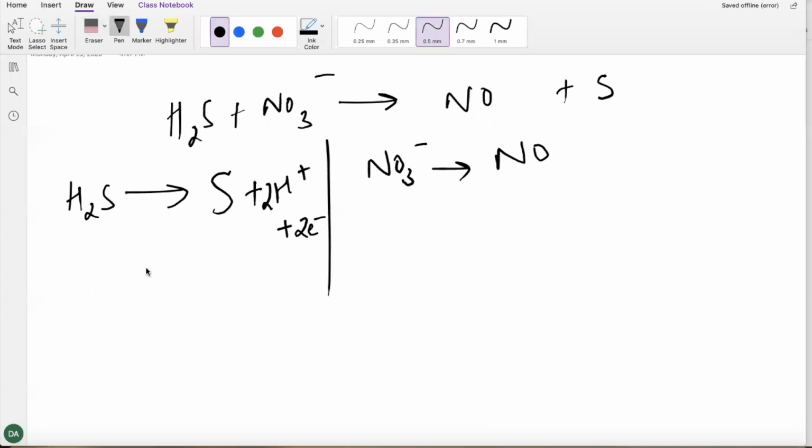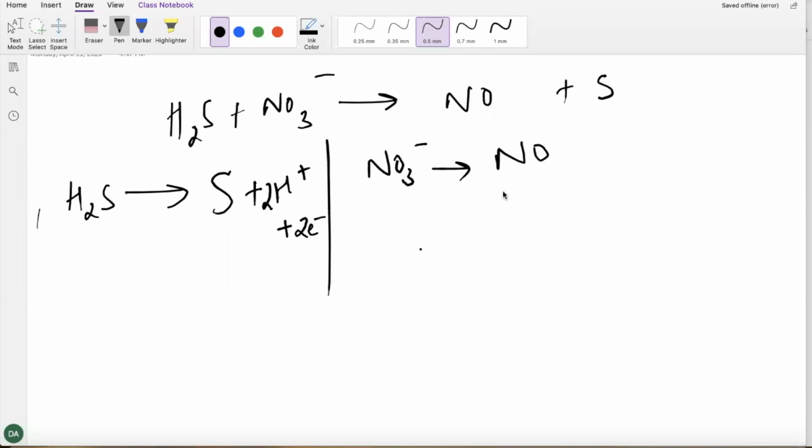Okay, now we're done with the left-hand side. Now let's look at the right-hand side, guys. For the right-hand side, we are looking at NO3 and NO. What should we balance first? The non-oxygen and non-hydrogen, which should be nitrogen, which is already good. There's one nitrogen on each side. The next thing to balance is what? Oxygen. We have 3 oxygens and we have 1 oxygen.